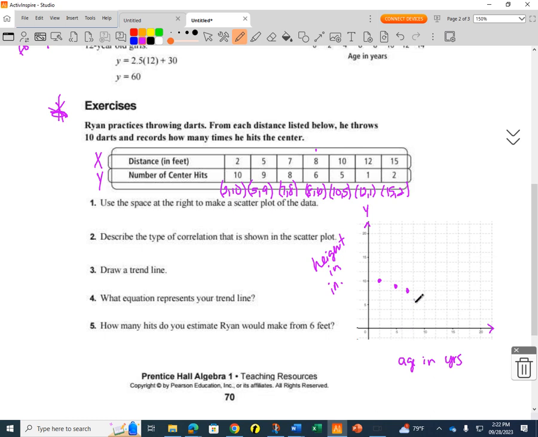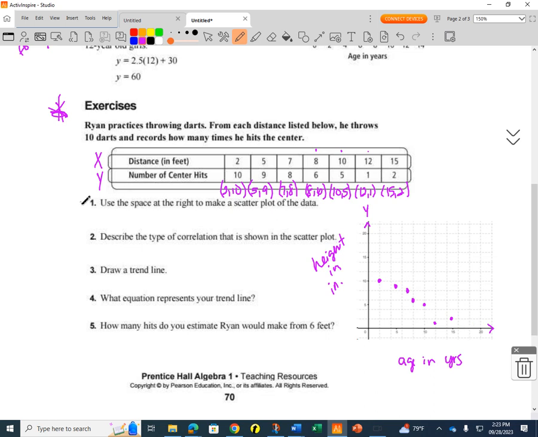2, 4, 6. Now we're doing this one, 10 and 5, over 10 and up 2, 4, halfway between is 5. Now we're going to do 12, 1, 10, 12, up halfway, that's 1, and then 15, 2, over 15, up 2. So we have a set of data. It's not an exact straight line, but you can see that it's going down from left to right.